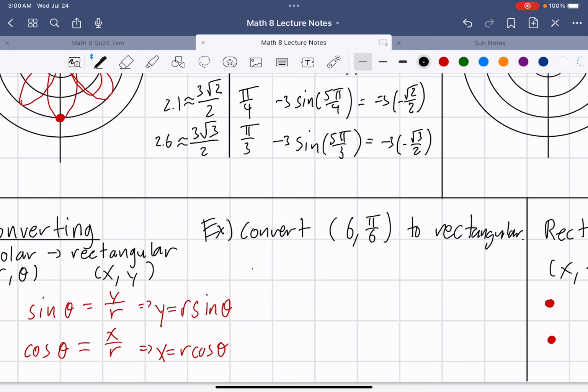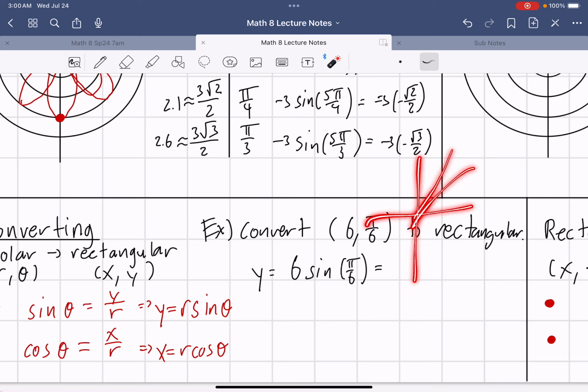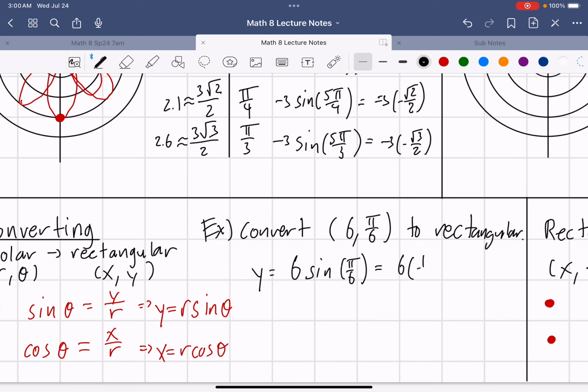To find my y value, I am going to just plug in r, which our r is 6. And then I'm going to plug in sine of pi over 6. And that we know sine of pi over 6 is a half. So y is 6 times a half. It's going to give me 3.